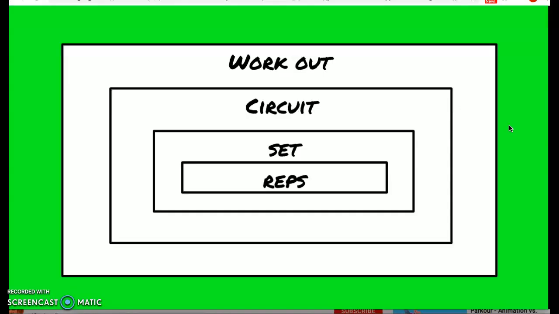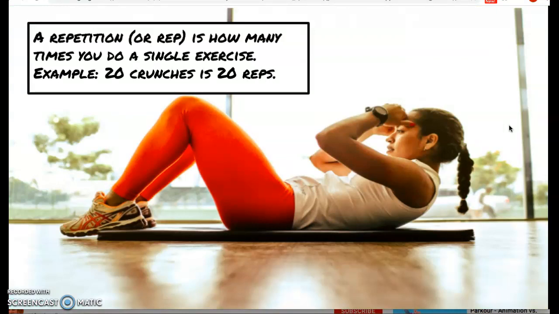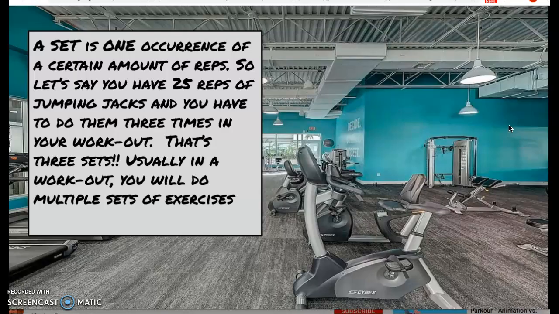So if you take a look at this, a workout is the overall exercise that you're doing. A circuit is a little bit more narrow, a set is even more narrow, and then reps are at its most simple form. A repetition is how many times you do a single exercise. Example, if you do 20 crunches, that's 20 reps. Pretty simple. A set is one occurrence of a certain amount of reps.